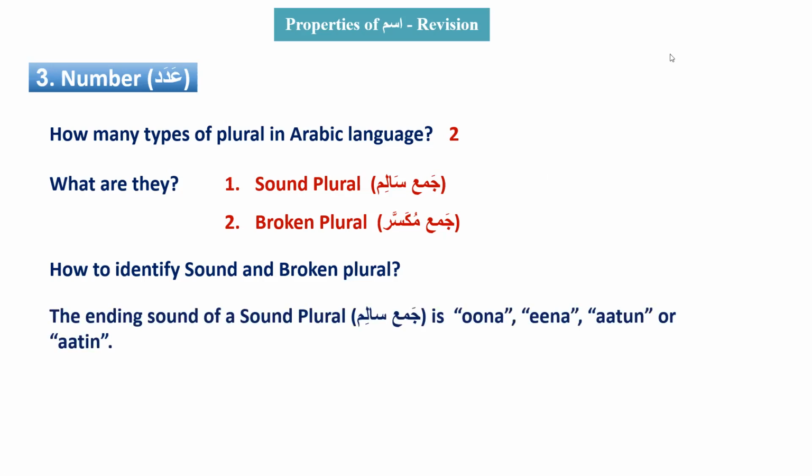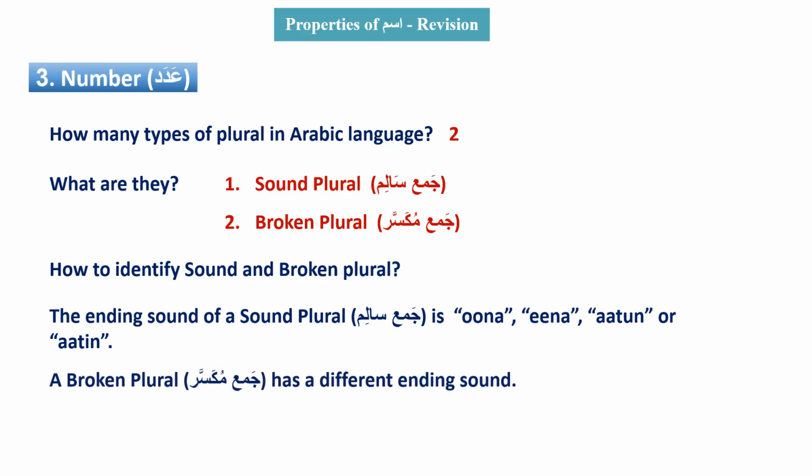Not just una, ina, because that is for masculine only. Atun or atin, like muslimatun, muslimatin. If an ism ends with atun or atin, that is also a sound plural. So sound plurals end with una, ina, atun, and atin, any of these ending sounds. While jama mukassar could have any ending sound other than una, ina, atun, or atin. It will have a different ending sound. So those are the two types of plural.